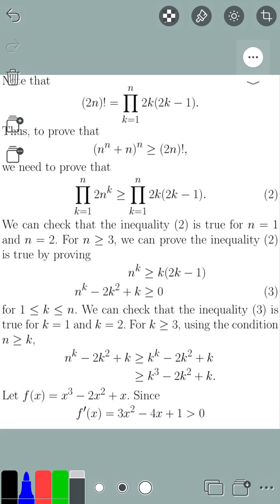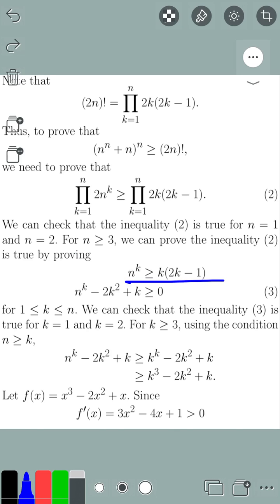And to do that, we simply prove 2 times n to the kth power is larger than or equal to 2k times 2k minus 1. And we can divide both sides by 2, and all we need to prove is this: n to the kth power is larger than or equal to k times 2k minus 1. This is what we need to prove for n larger than or equal to 3.